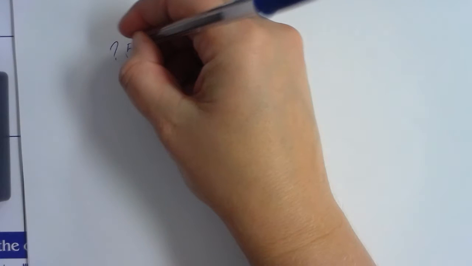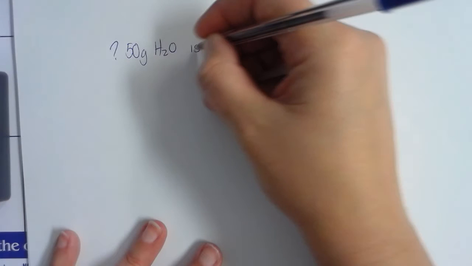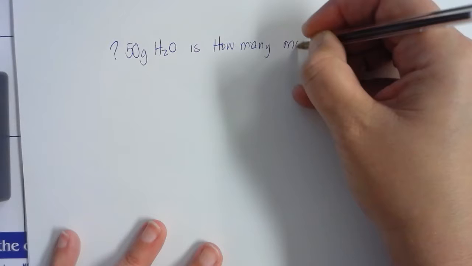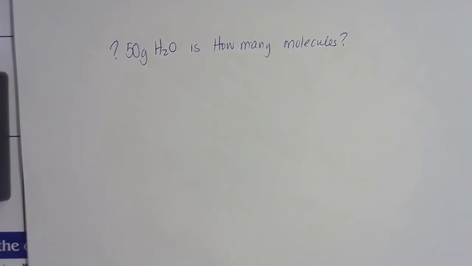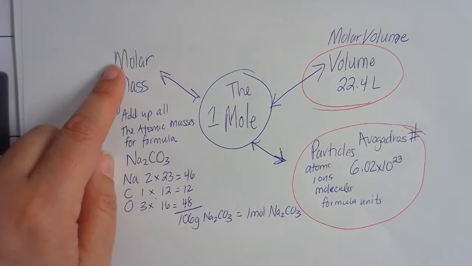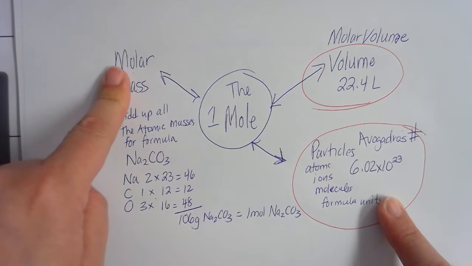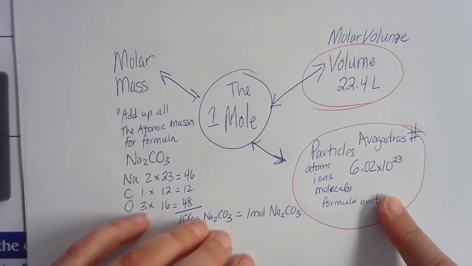Let's do that 50 grams thing. So 50 grams of water, it's easy. 50 grams of water is how many molecules? We're going grams to molecules in this problem. Is there a single arrow that goes grams to molecules? No. I have grams over here and I have molecules over here. So I have to go grams to what in between? Grams to moles and then moles to molecules. All right, let's do that.